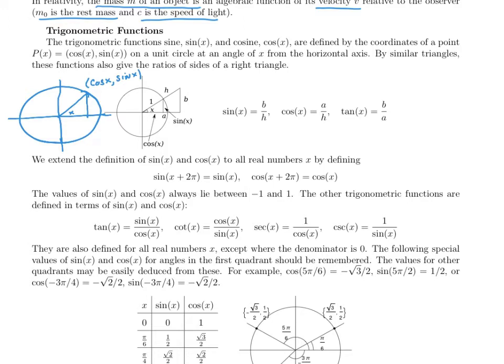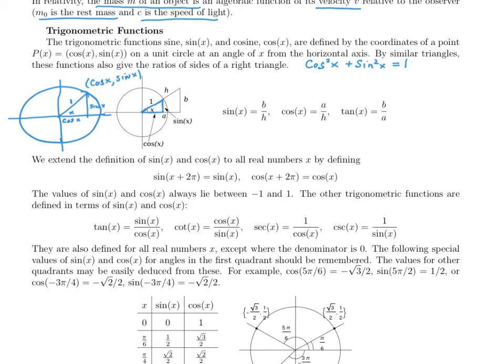And because this point is on the circle, we immediately have a formula. Cosine squared x plus sine squared x has to be equal to 1. The hypotenuse of this triangle has length 1. The horizontal side has length cosine x, and the vertical side has length sine x. So that triangle corresponds to this triangle in the picture on the right.